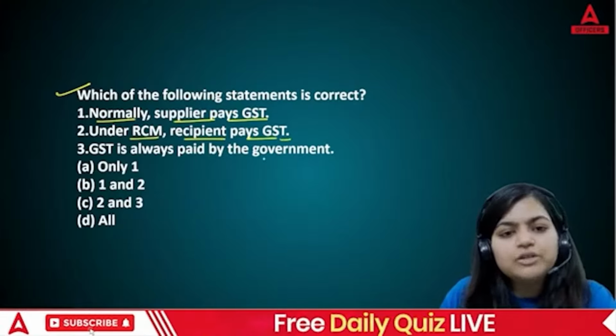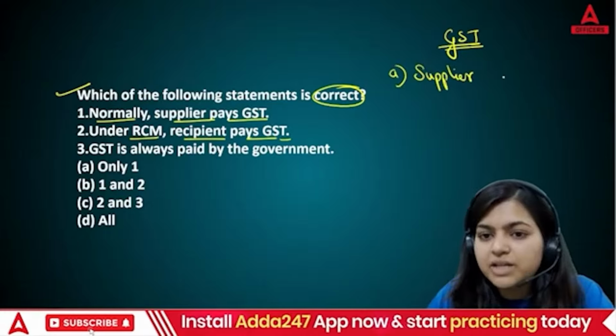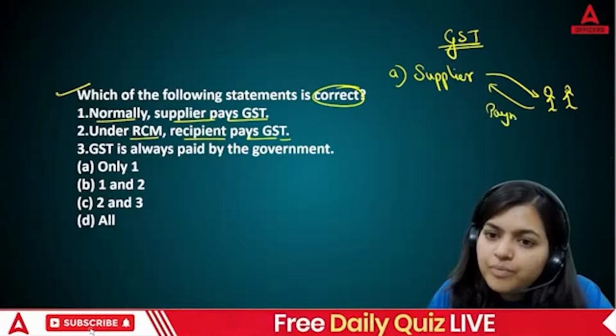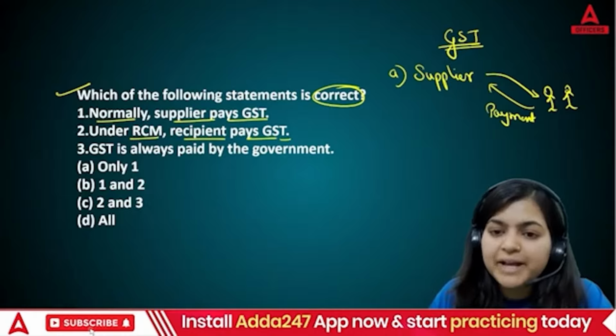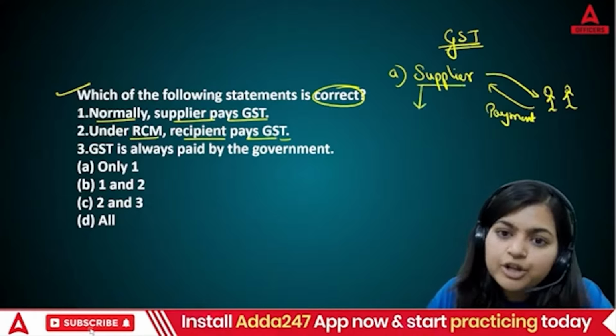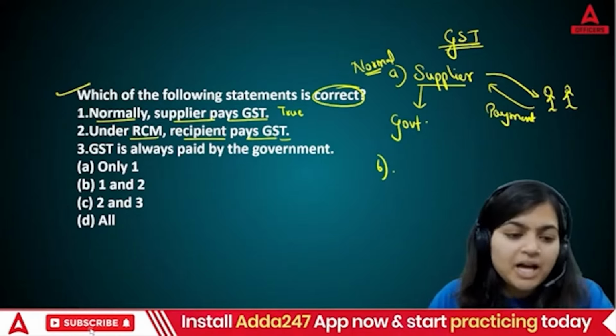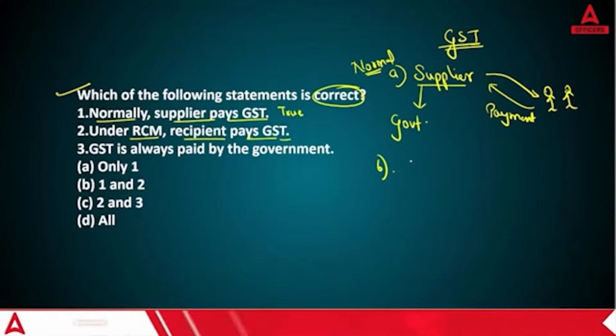Normally suppliers are required to pay GST. This is your supplier. Here you are standing. You will pay the amount of cash plus GST to the supplier. Then the supplier will pay to the government. This is the general, normal scenario. So the first point, normally supplier pays GST, is true. Now coming to the next statement, under RCM, recipient pays GST. Let's discuss this second point. Here is a supplier.